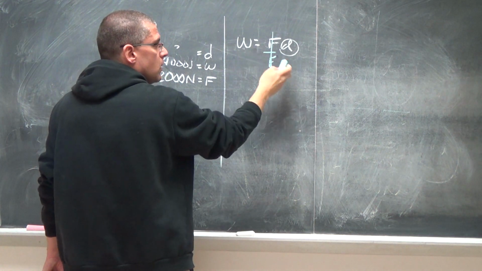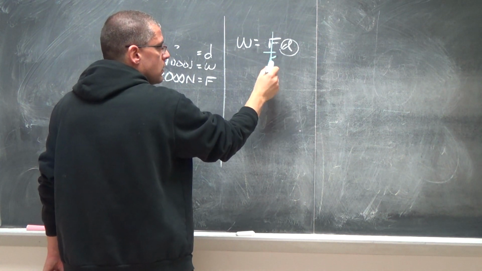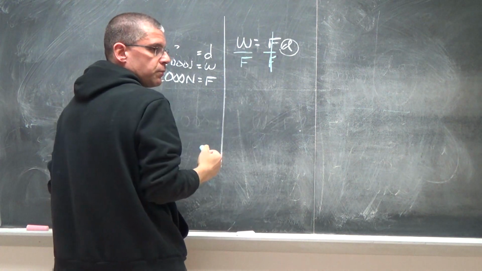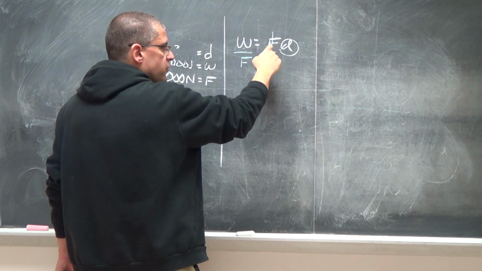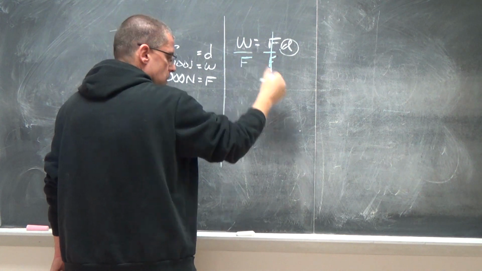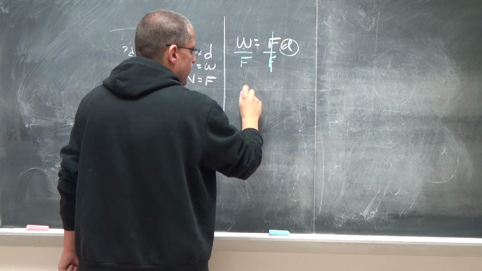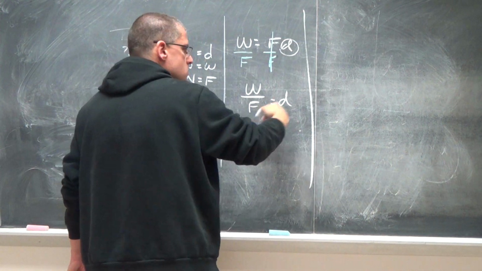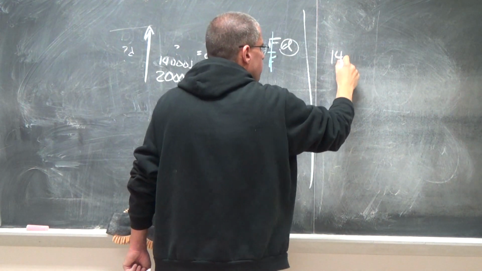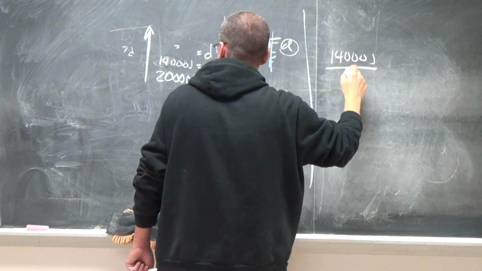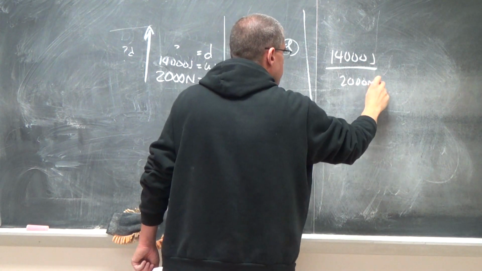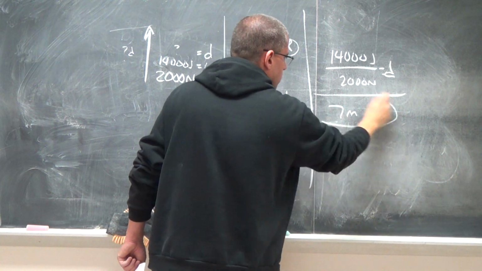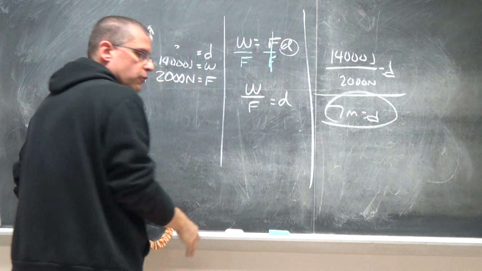But again, equal sign's telling you something. What's it telling you? Hey, you divided by F over here, you got to do the same over there. Okay? So the equal sign reminds us that whatever I do here, I do here. So this cancels out. So you're left with W over F equals D. Plug it in. Work is 14,000 joules divided by 2,000 newtons equals distance, right? Our answer is 7 meters. 7 meters equals our distance.